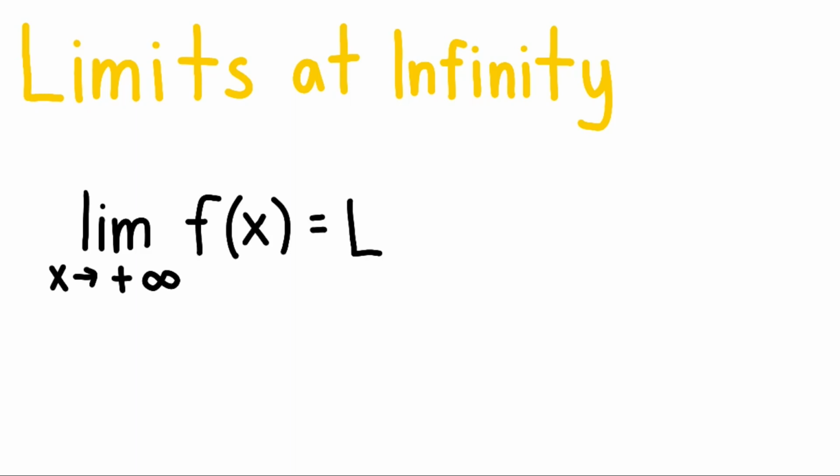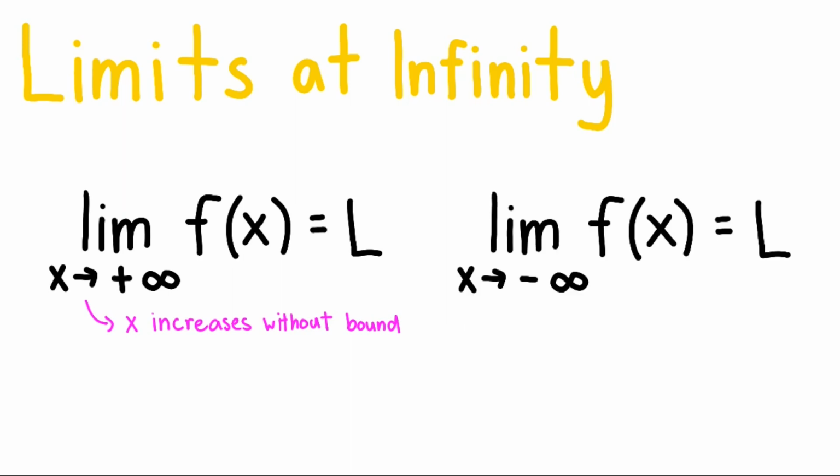We have the limit of f of x as x approaches positive infinity to be L, or a certain limit. Again, what we mean by x approaching positive infinity is that x increases without bound. Similarly, for negative infinity, we have the limit of f of x as x approaches negative infinity to be L, which means that x decreases without bound. So this is the idea on limits at infinity.